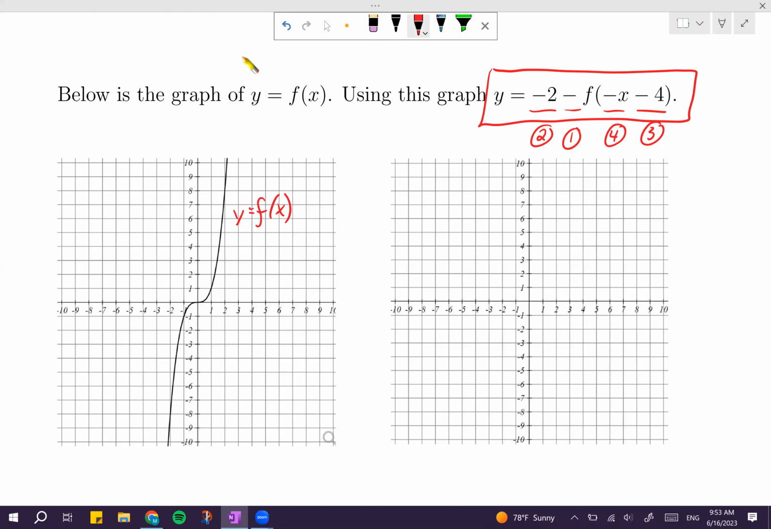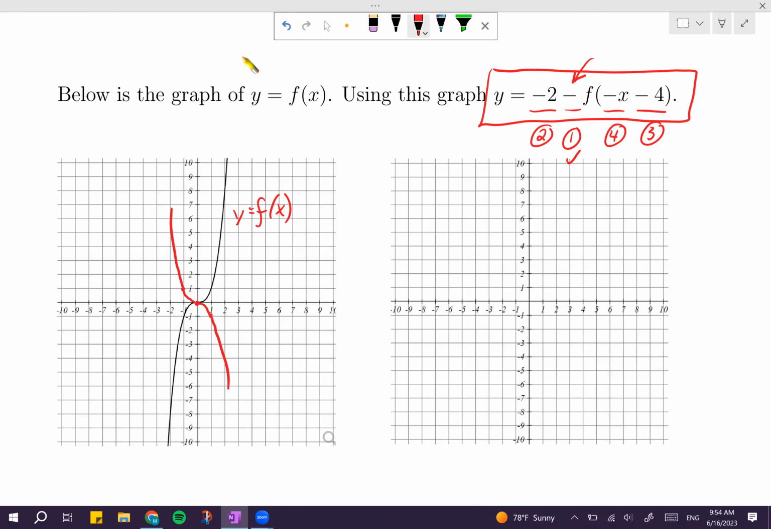So whenever I look at this first one, this minus in front of the f, that means take all your points and flip them across the x-axis. So starting here, I'm going to flip this one across the x-axis and flip this one over here. And I'm going to get something like this. All right? So that's done.